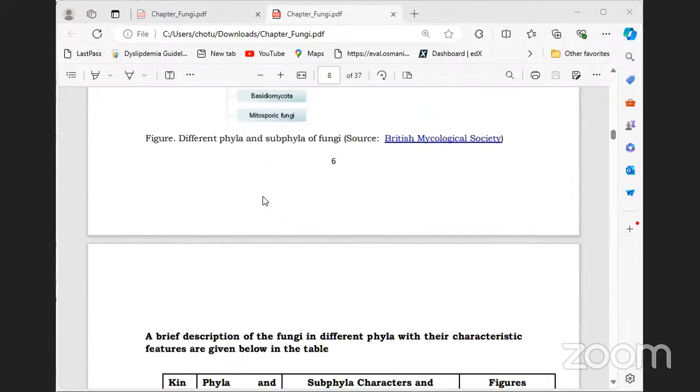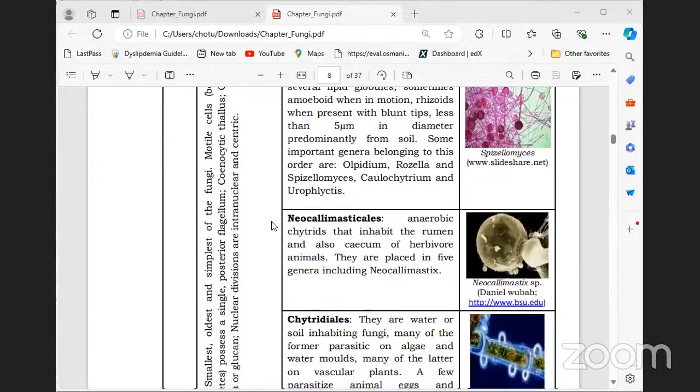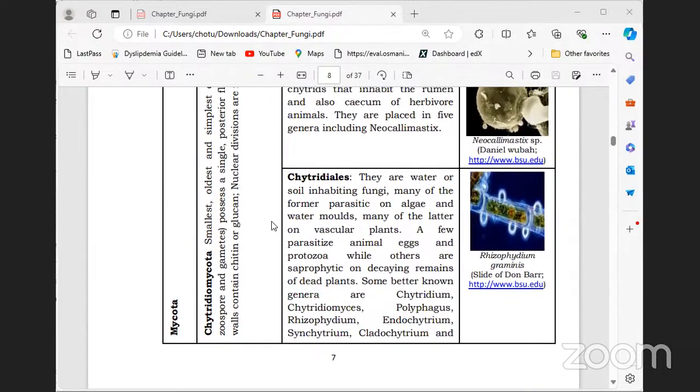Coming to the main Eumycota, it was divided into three natural classes: Phycomycetes, Ascomycetes, and Basidiomycetes. Different scientists explain the fungi in different ways. Another one coming to this is a Mycota.